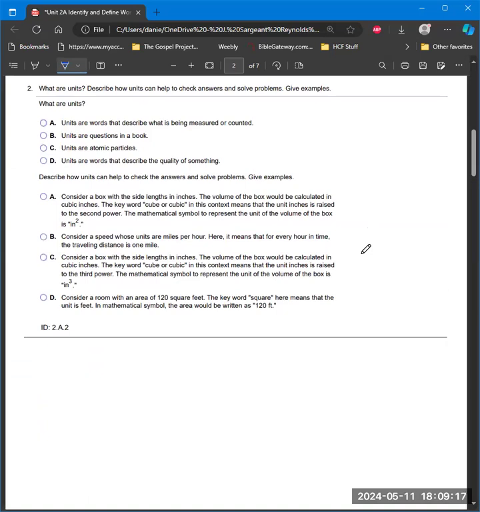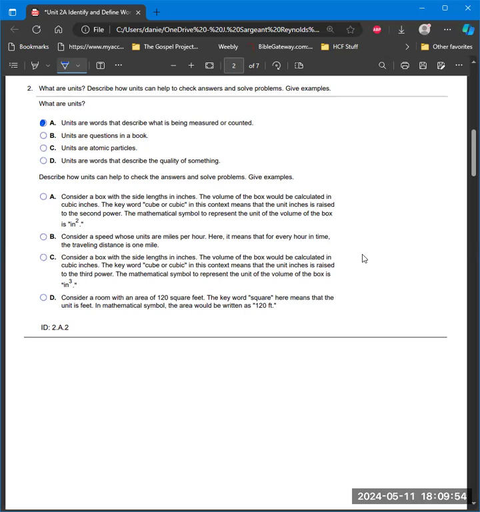What are units, and describe how units can help to check answers and solve problems. So units are words that describe what is being measured or counted. And consider a box with side lengths in inches. The volume of the box would be calculated in cubic inches. The keyword cube or cubic in this context means that the unit inches is raised to the third power.